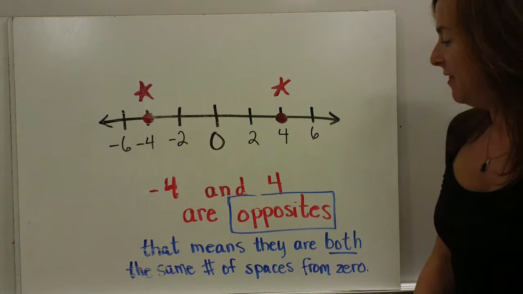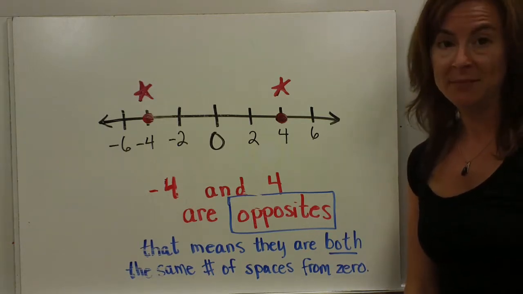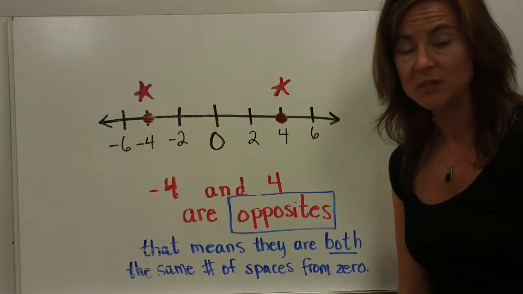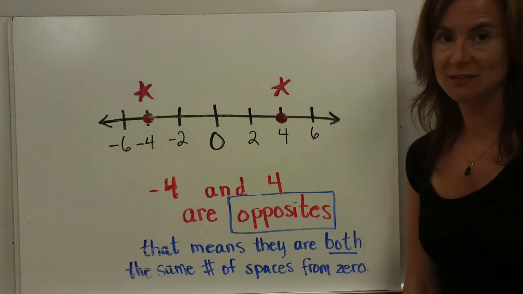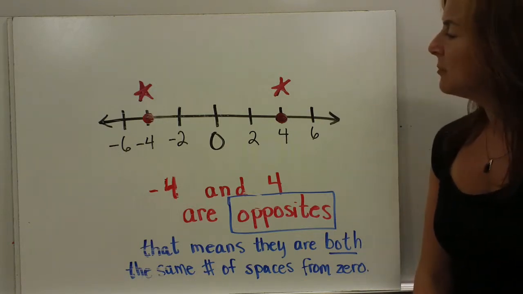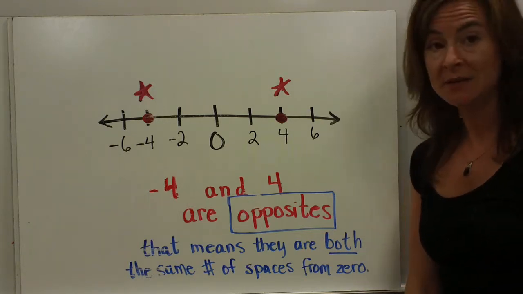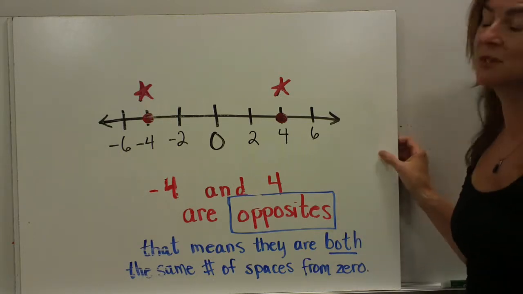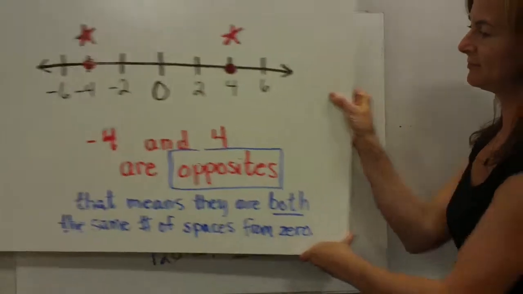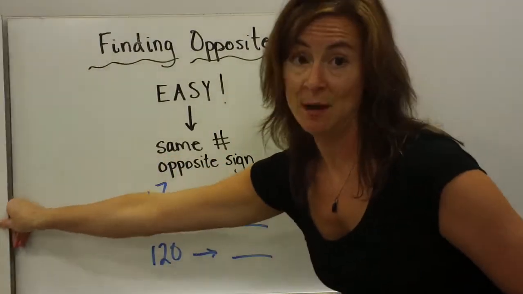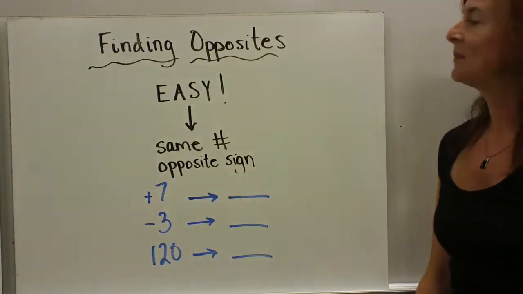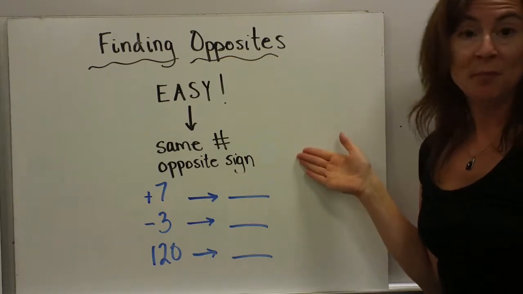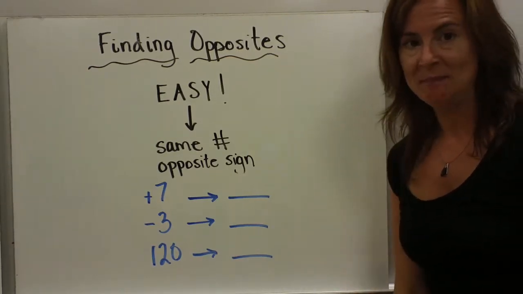Opposites mean that they are both the same number of spaces away from 0, but just in opposite directions. So an opposite number is a number that is the same distance from 0, but in different directions. Finding opposites is easy. It's the same number, but just with the opposite sign.